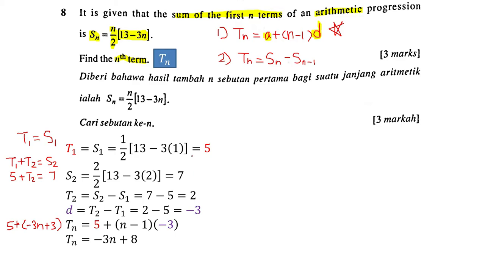1 mark will be given once you get your first term and your common difference. The second mark is given when you substitute the first term and common difference in the formula. The third mark is your answer. Let us look at the second method.